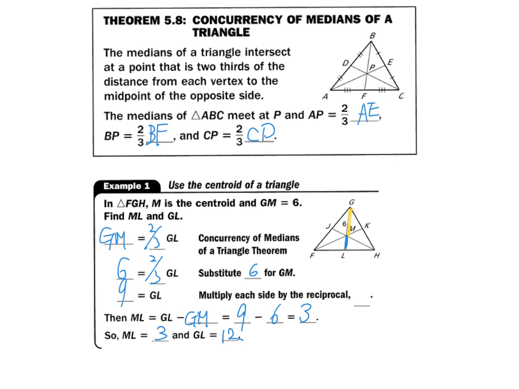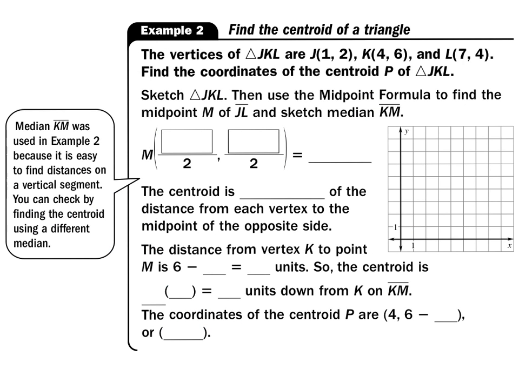Okay? So the math part, the calculation part, is almost non-existent. It's all about seeing that for the centroid M, GM has to be 2/3 of GL, using the concurrency of medians of a triangle. Let's look at this example.